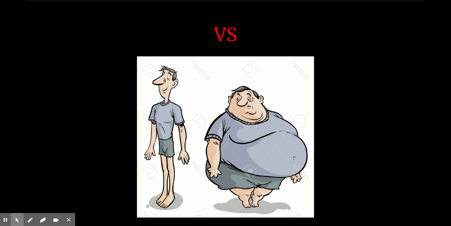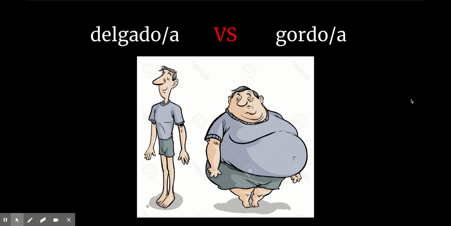All right, next up, another way that you could be mean to your friend. Don't do it, though. Don't do it. We got delgado versus gordo. Delgado, delgada, gordo, gorda. Delgado can mean skinny versus gordo can mean fat.